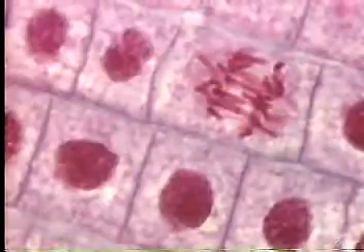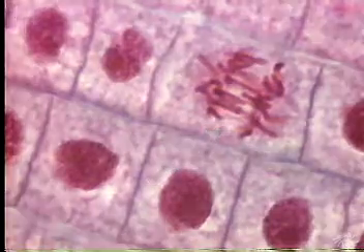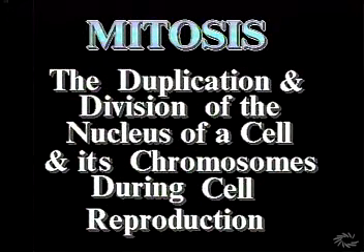For cells to reproduce themselves, whether in a developing embryo or in a fully grown adult organism, certain definite steps must be followed to assure that the new cells will contain exactly the same genetic material or genes that were originally present in the parent cell. And the essential process underlying the reproduction of cells is called mitosis. Mitosis is defined as the duplication and division of the nucleus of a cell and its chromosomes during cell reproduction.